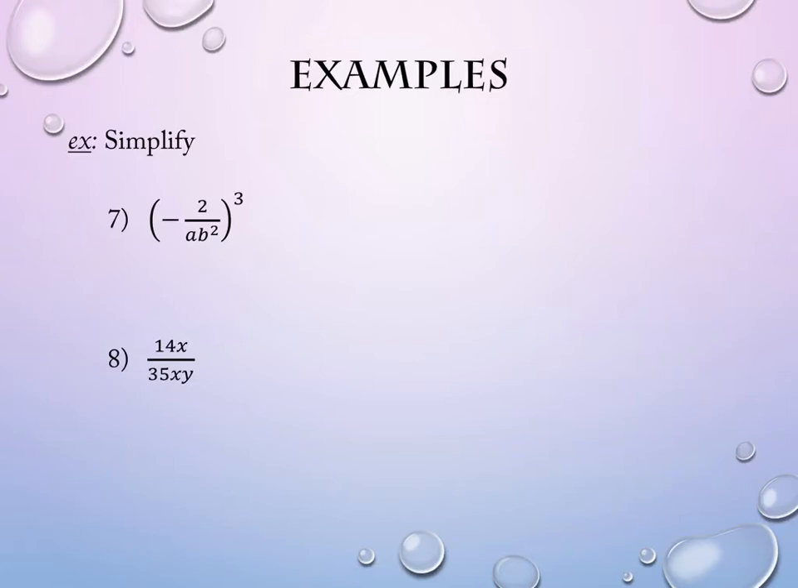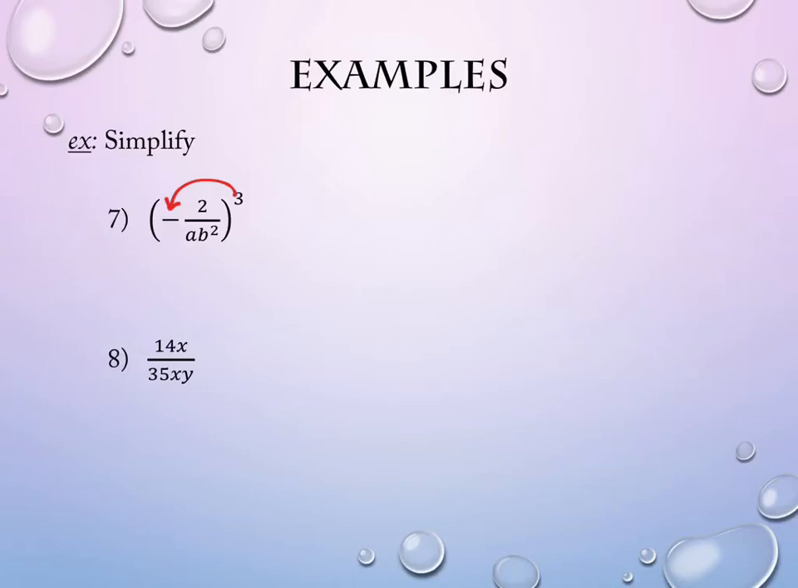So if it helps you, let me just throw some things out there. You could write this out as negative 2 over ab squared times negative 2 over ab squared times negative 2 over ab squared. You can do that. You don't have to. You can also just think about it as distributing the power 3 through every piece. But it also has to be distributed through the negative portion of this. So when I multiply this out, I'm going to have 3 negatives.